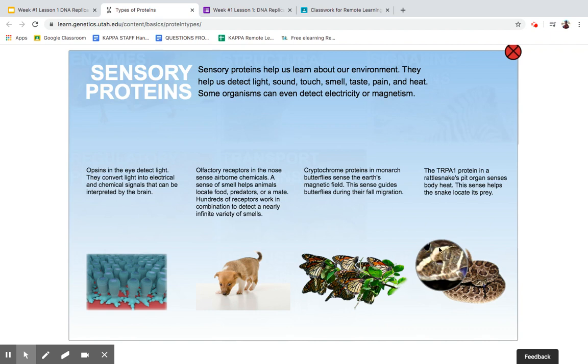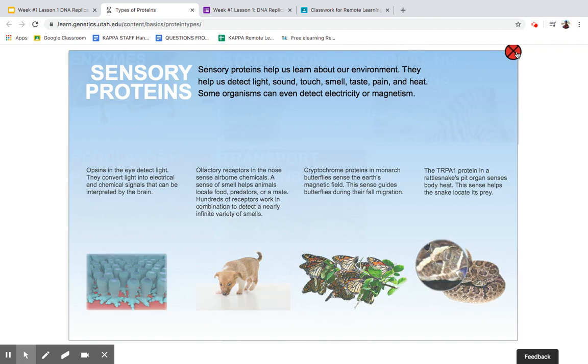So if we're looking at our snake over here, it says the TRPA1 protein in a rattlesnake's pit organ senses body heat. This sense helps the snake locate its prey. So maybe you knew that snakes can sense body heat, but did you know that it was caused by a protein?